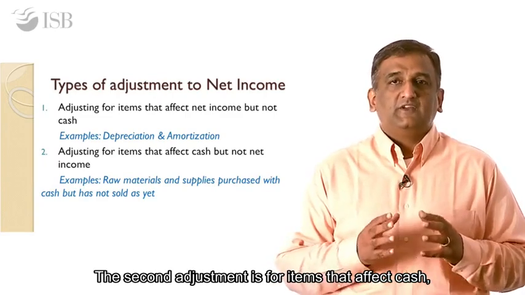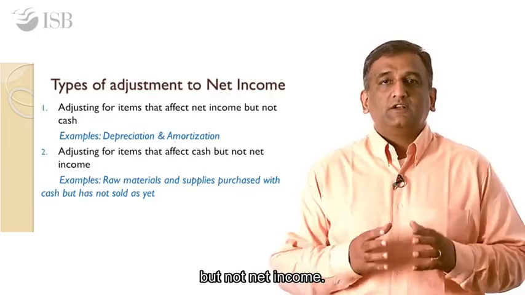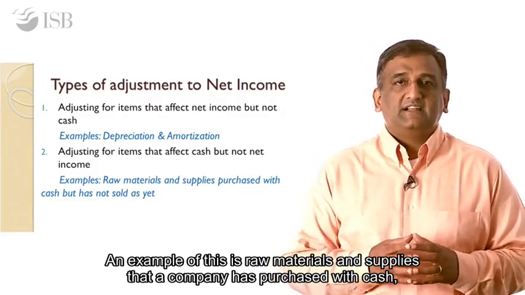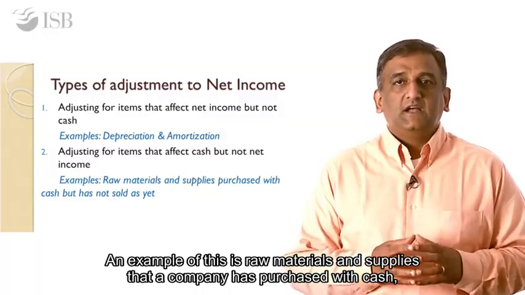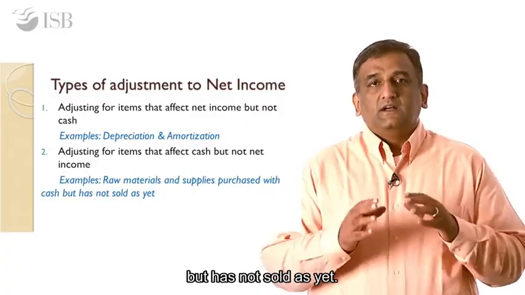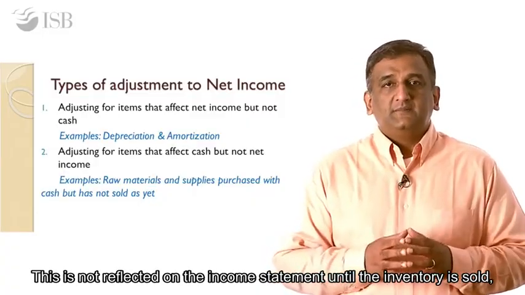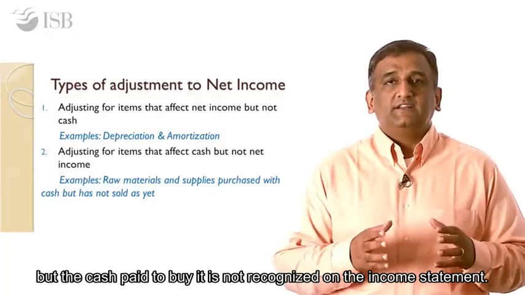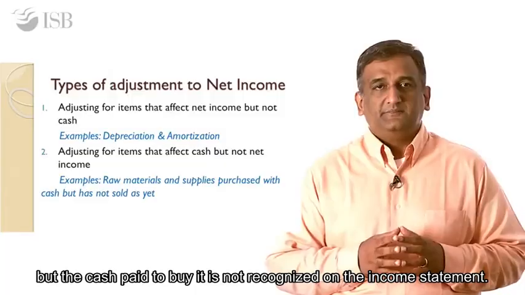The second adjustment is for items that affect cash but not net income. An example of this is raw materials and supplies that a company has purchased with cash but has not sold as yet. This is not reflected on the income statement until the inventory is sold, but the cash paid to buy it is not recognized on the income statement.